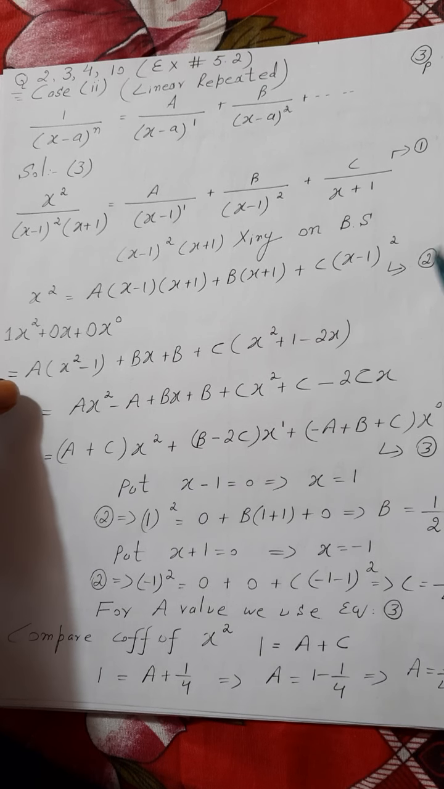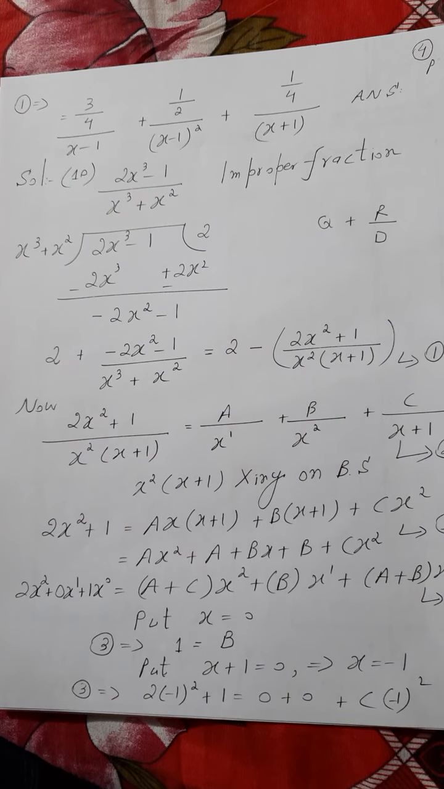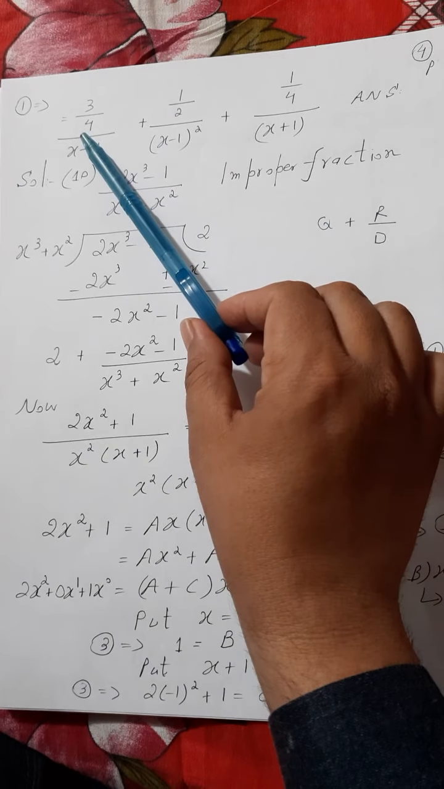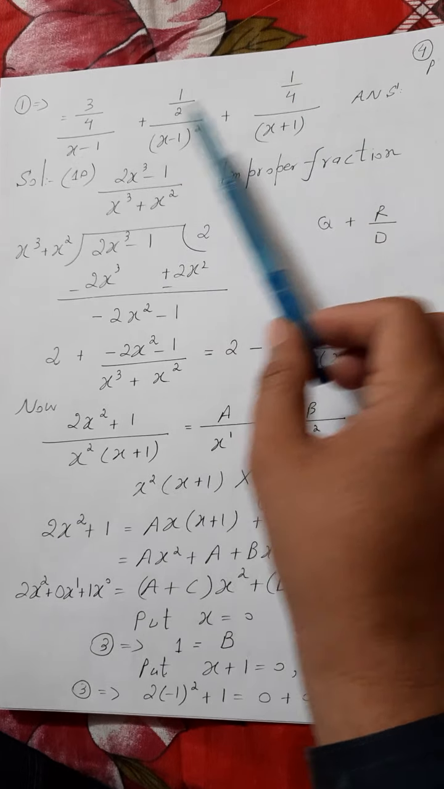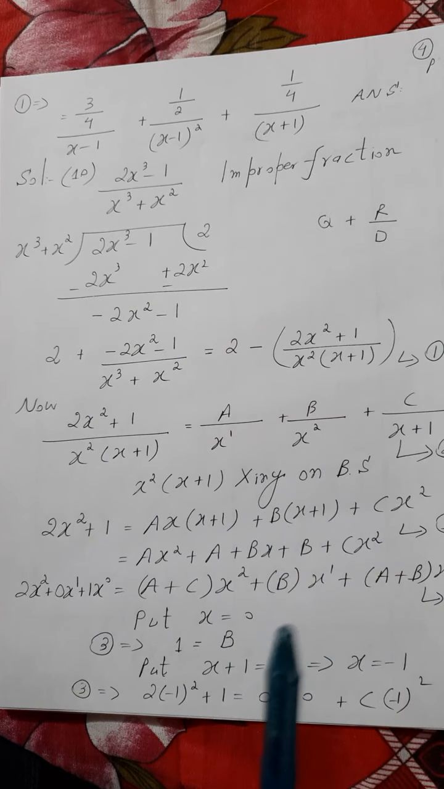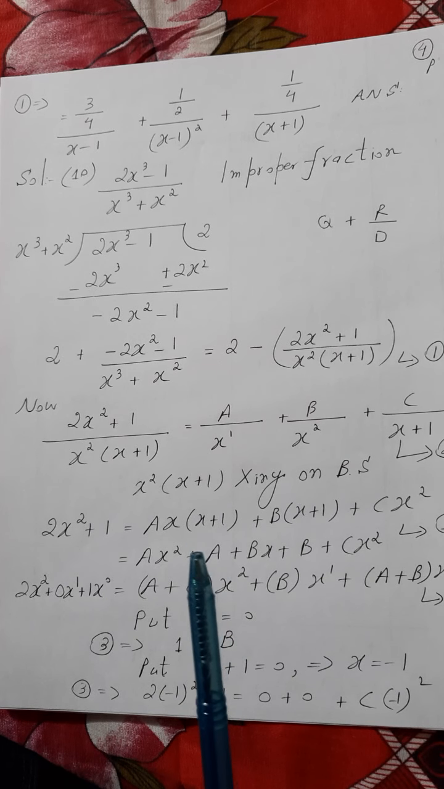Put all these values in equation number 1. So equation 1 implies that a is 3 by 4, b is 1 by 2, and c is 1 by 4. So this is the answer of question number 3. Now question number 10.